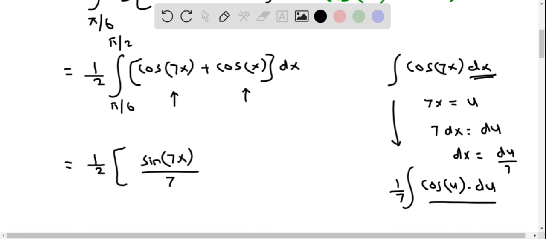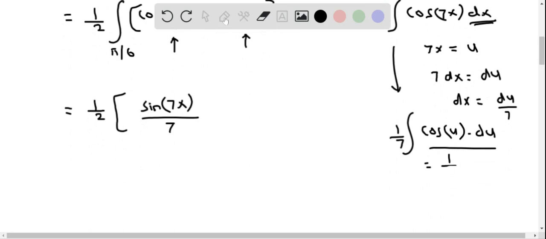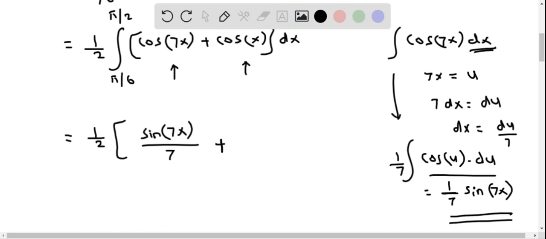And now the antiderivative of cosine u is, I'm sorry, I'm going to put 7 here, so this one is 1 by 7th. The antiderivative of cosine u is sine u, and we replace u by 7x. So this is the antiderivative of cosine of 7x. That's what I have written here. Then we put plus. Now the antiderivative of cosine x, we know from the standard integration formula, is sine x. And this must be evaluated from pi by 6 to pi by 2.